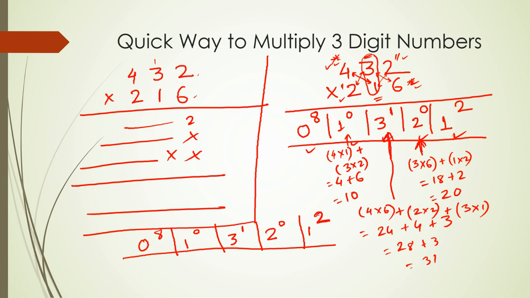So what we will write is the end digit should be 2. So we will write 2, and then we will add 0 plus 1, which will be 1. Then we will add 2 plus 1, which will be 3. Then we will add 3 plus 0, which will be 3. Then we will add 8 plus 1, which will be 9. So you see, this is the answer, 93312. What is 432 times 216? It is 93312.